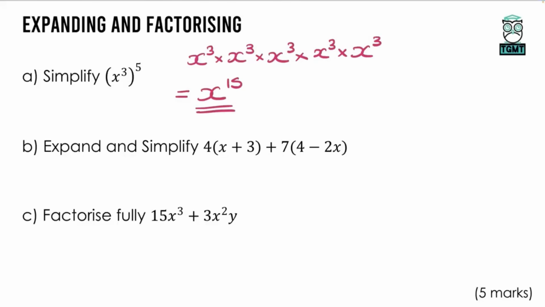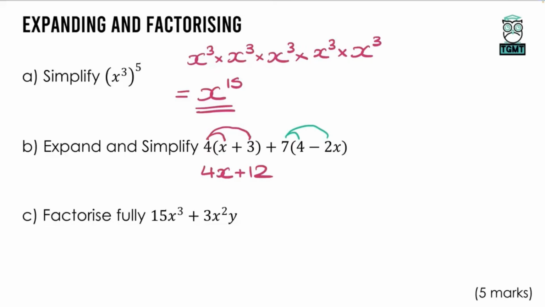For the expand question, we have 2 sets of brackets, and noticing in that second bracket we have 4 minus 2x, which is always something that might throw you. So just be really careful here. We are multiplying the first bracket by 4, and that would become 4x plus 12. And the second bracket we are multiplying by 7.